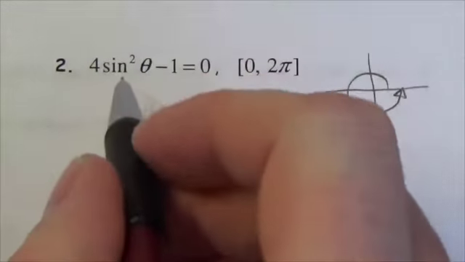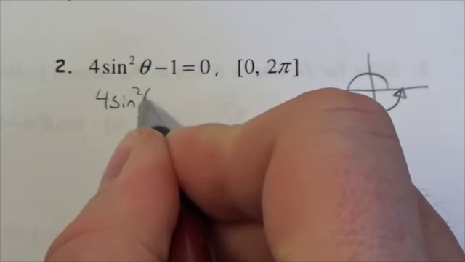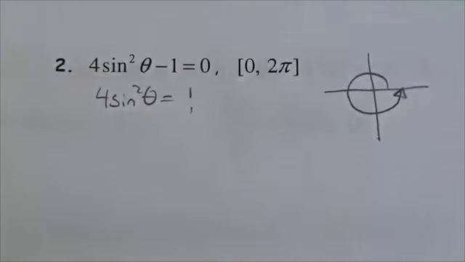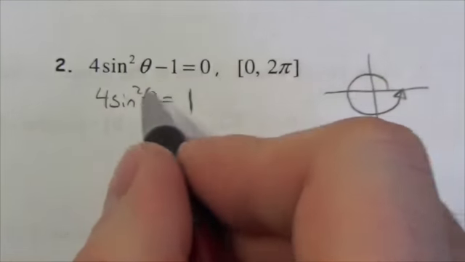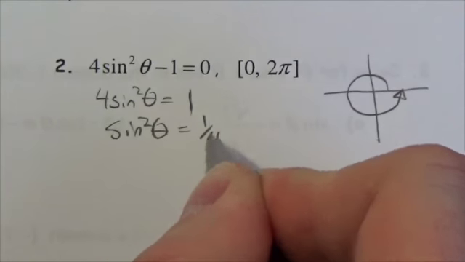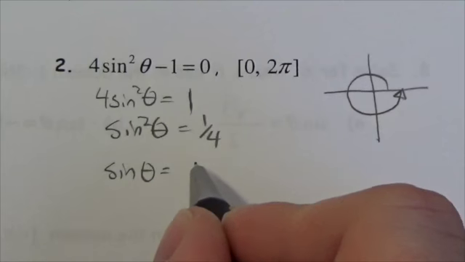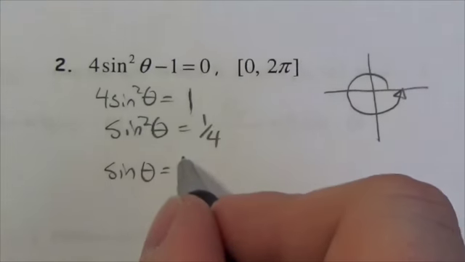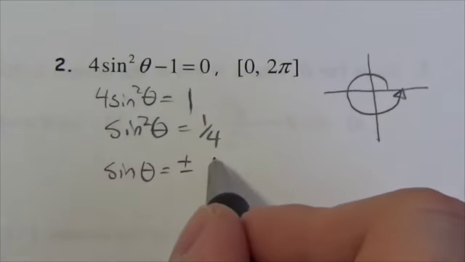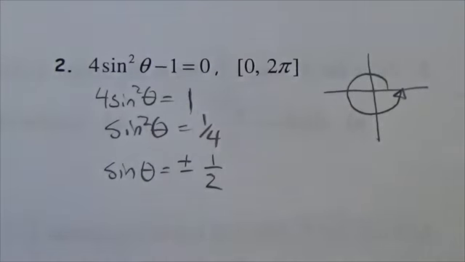I don't need to replace the trig function here with a variable. I can basically just get it isolated. So, whoops, 4 sine squared is equal to 1. So sine squared of theta is equal to 1/4. And now I'll take the square root of both sides, but I got to remember something here. This introduces a plus or minus in my answer. Okay? And then the square root of 1 is 1, the square root of 4 is 2. So my answer is plus or minus 1/2.